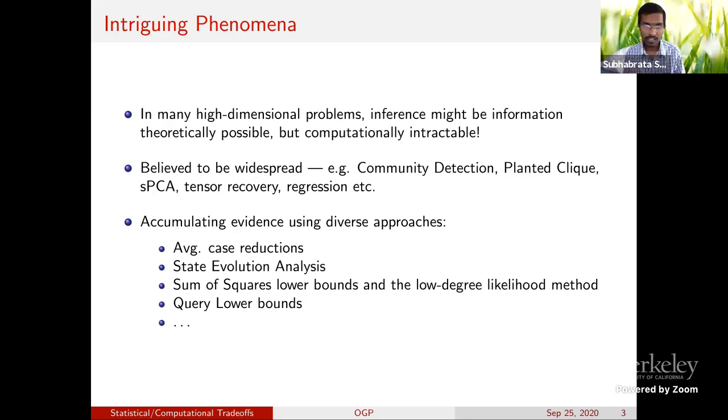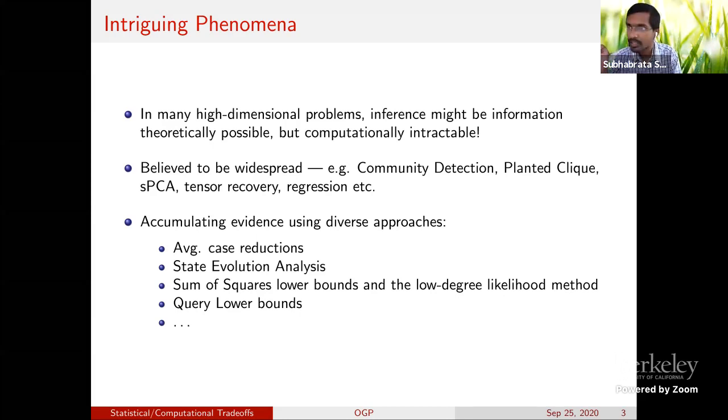There has been accumulating evidence that there are quite a few high-dimensional statistics problems where optimal statistical inference might be impossible to do using computationally feasible methods in certain regimes of the parameter space. And evidence for this has been provided using very different techniques, such as average case reductions, analysis of AMP type algorithms, sum of squares lower bounds, and so on. We've heard about quite a few of these approaches so far.